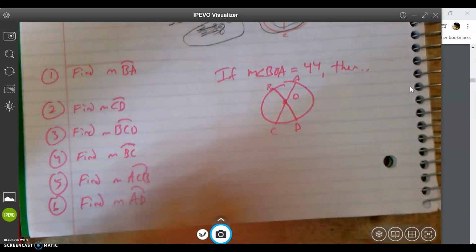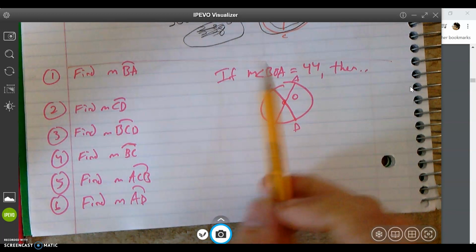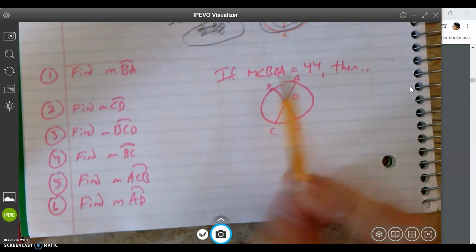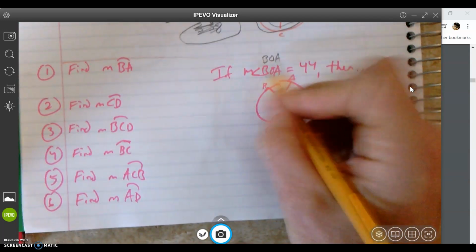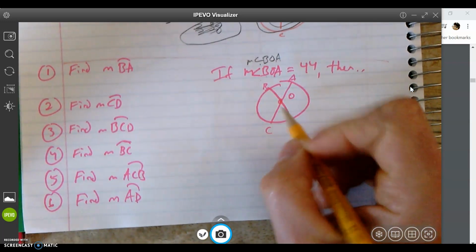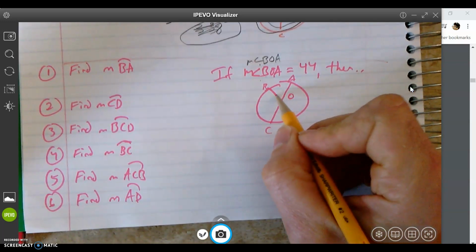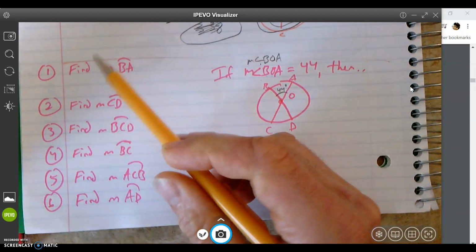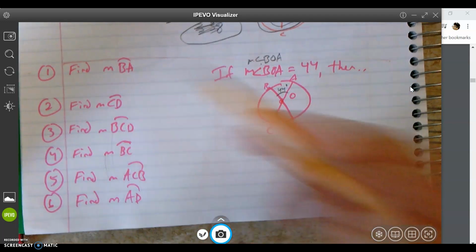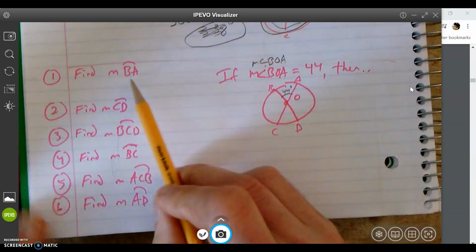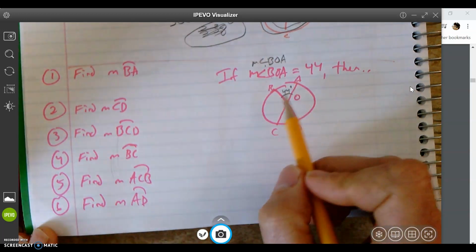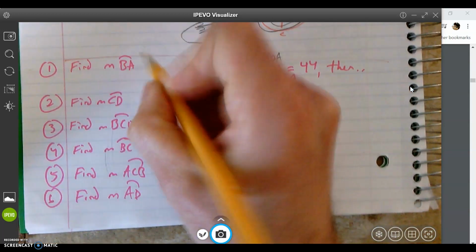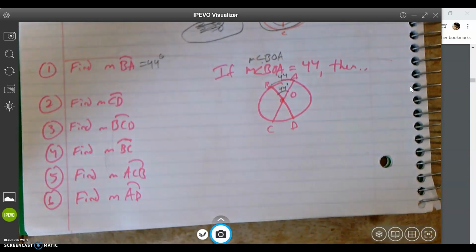Here we go. So here's a couple of practice problems. All right, here's the problem. If the measure of angle BOA, that's angle, by the way, not arc, BOA right here, is 44 degrees. It doesn't say degrees, but that's what it means. Then you have to answer all these fun little questions. The measure of arc AB: if the central angle is 44, what's the arc going to be? Yeah, 44 also. So I'm going to write that down.